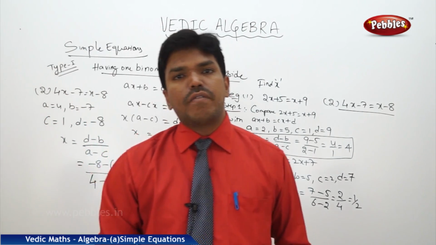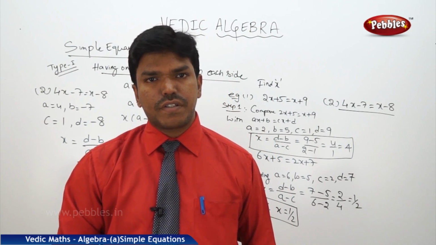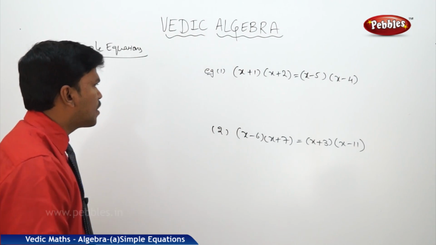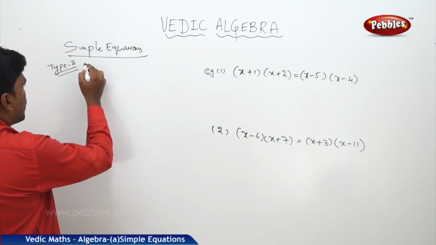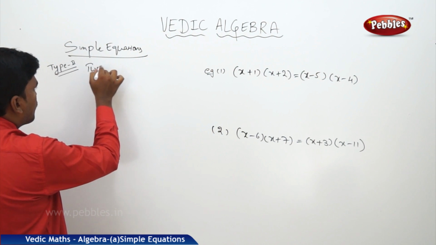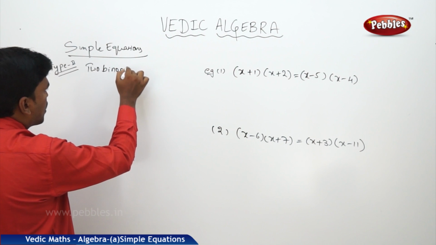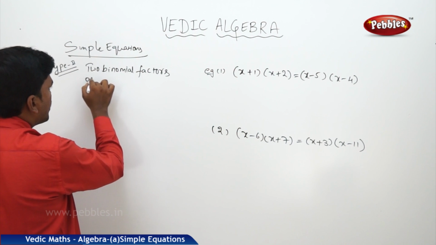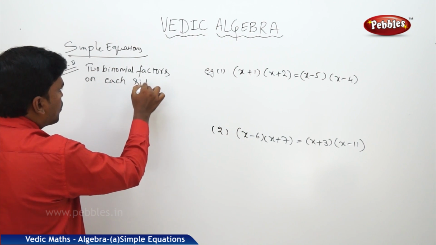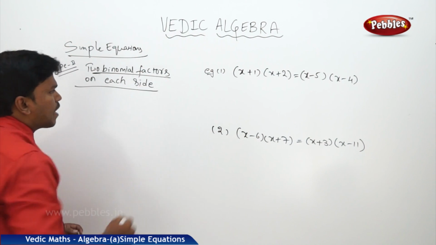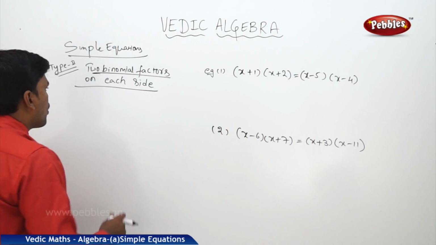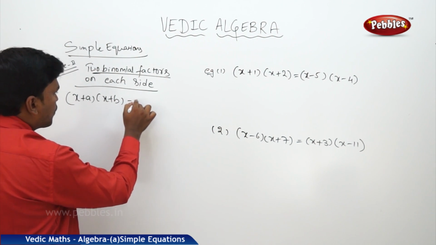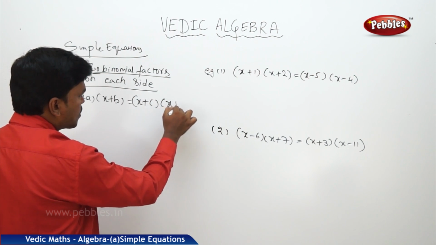Now in the same way we will see the second type of equations. The second type of equations is of the form two binomial factors on each side. The second type of equation is of the form (x plus a) into (x plus b) equal to (x plus c) into (x plus d).